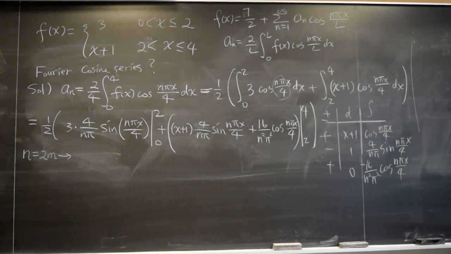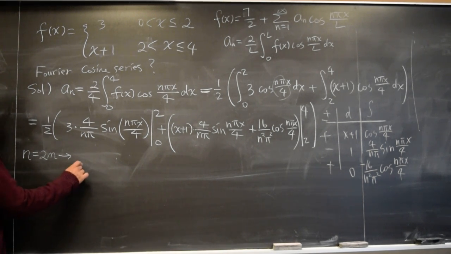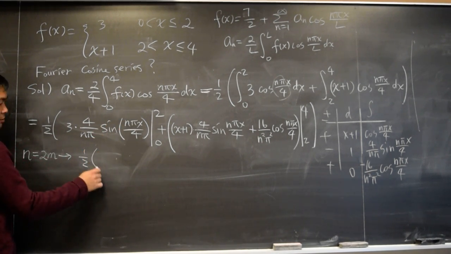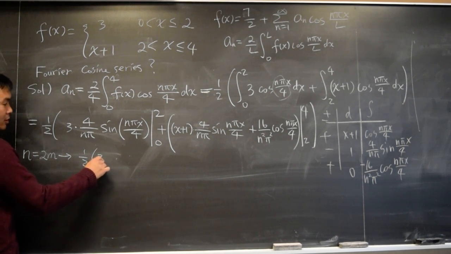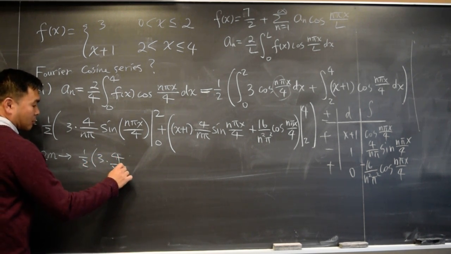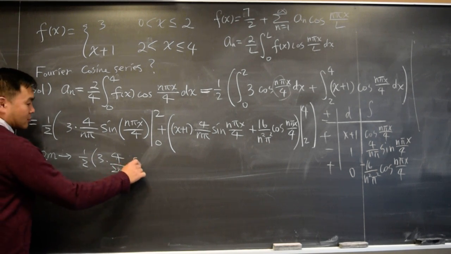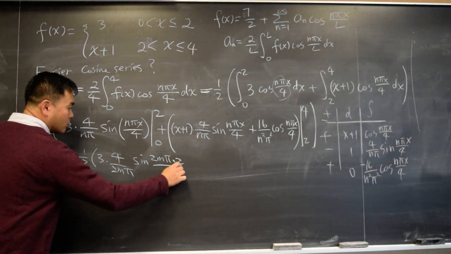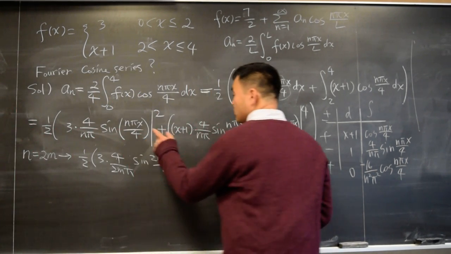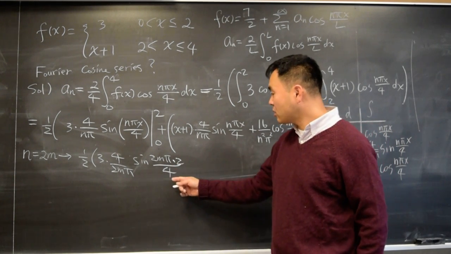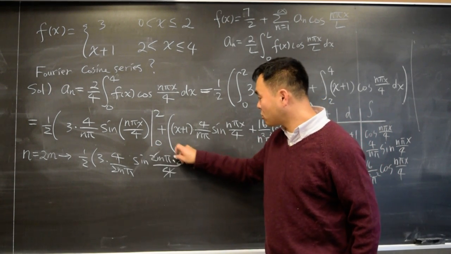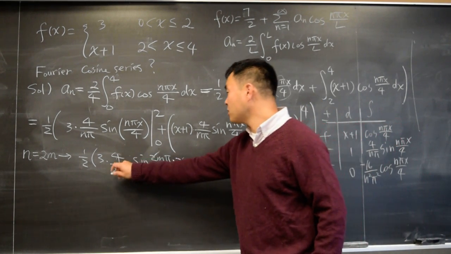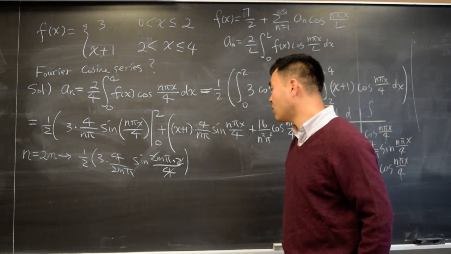All right? So if n is 2m, let's see what we get. We get 1/2. This entire thing will be 0 because, let's see, 3 times 4 over 2m pi, I replace n by 2m, sine of 2m pi, and then when you plug in 2, of course when you plug in 0, sine of 0 is 0, so we don't care. 2 times 2 is 4, so it cancels. So what do you get? Sine of m pi. What's that? 0, right? So the entire thing goes away because it's 0. So gone.